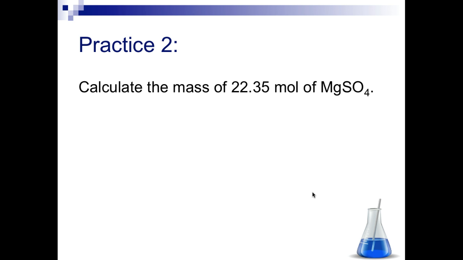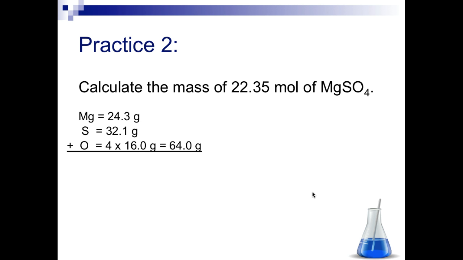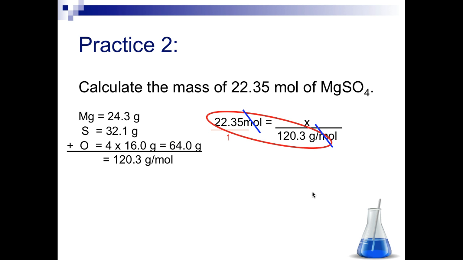Again, try this on your own and unpause when you are finished. Great, welcome back. Calculate the mass of 22.35 moles of MgSO4. So we've got to first total up and get the mass of MgSO4, and it's 120.3 grams per mole. We plug it into our equation, so we have 22.35 moles is equal to X over 120.3. Set 22.35 over 1. Moles are going to cancel. Crisscross multiply, and your answer will be 2,688 grams.